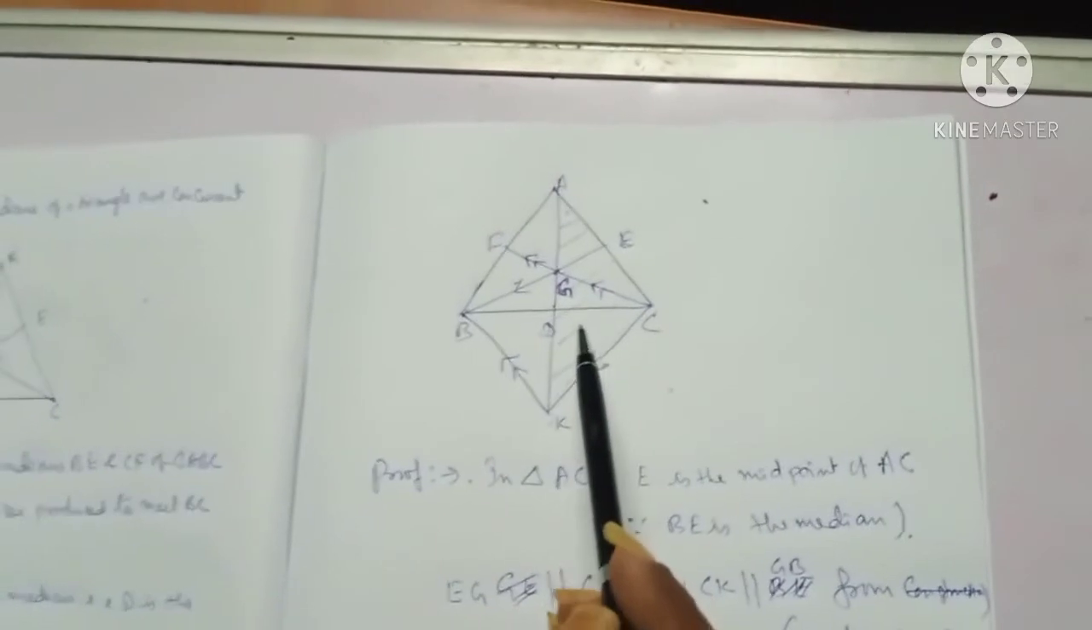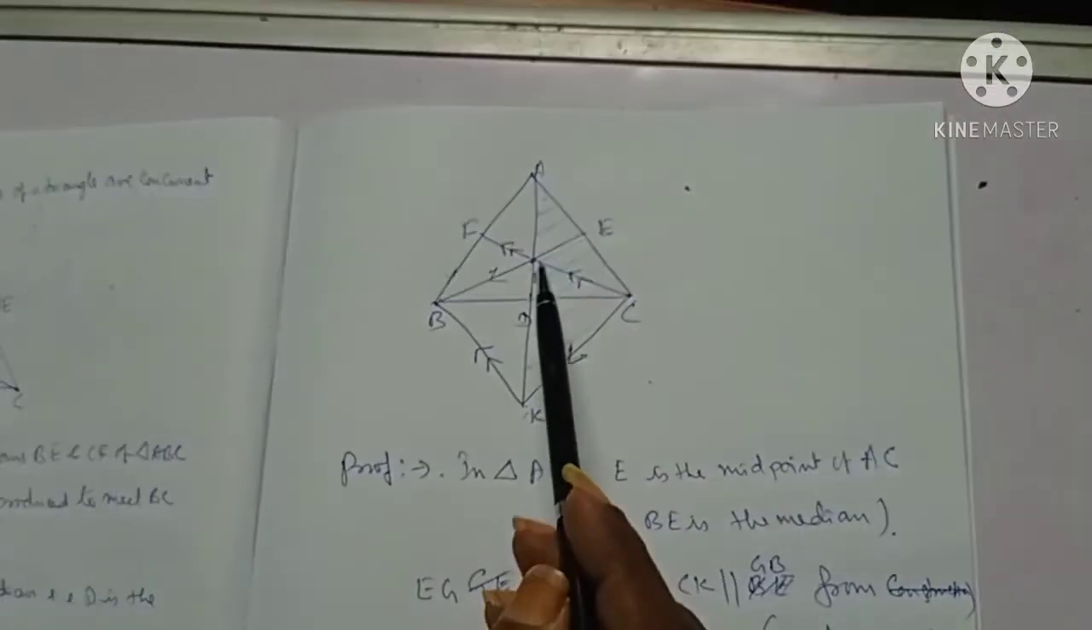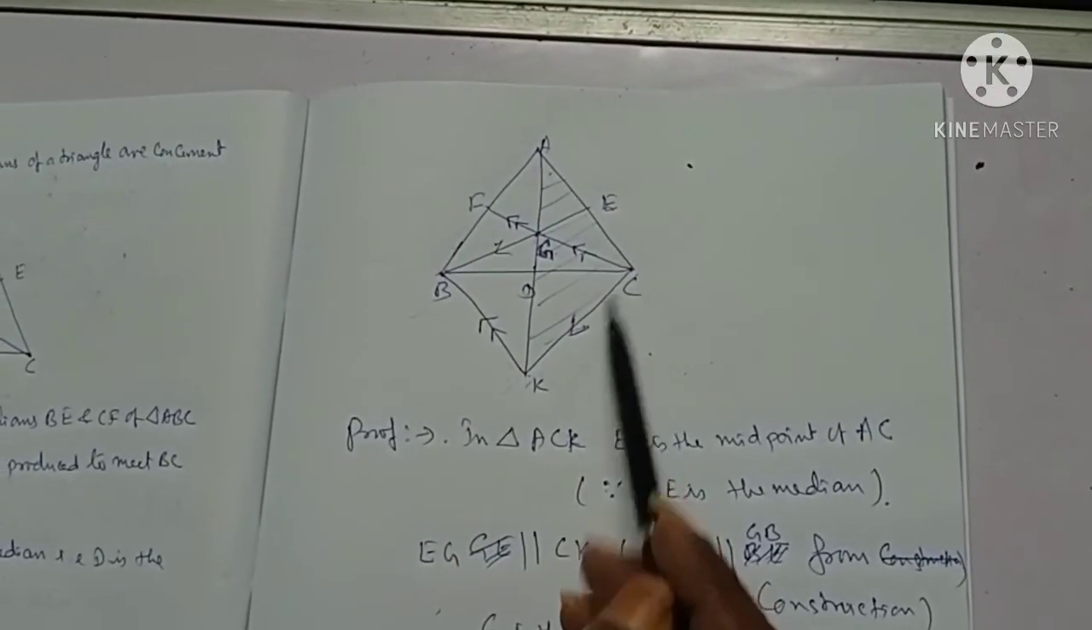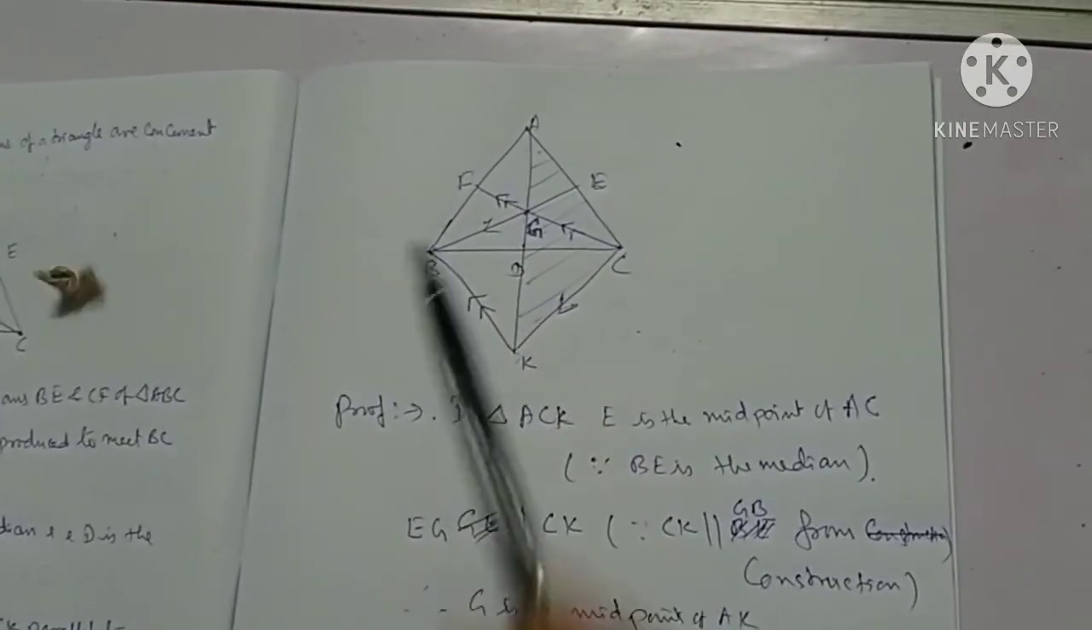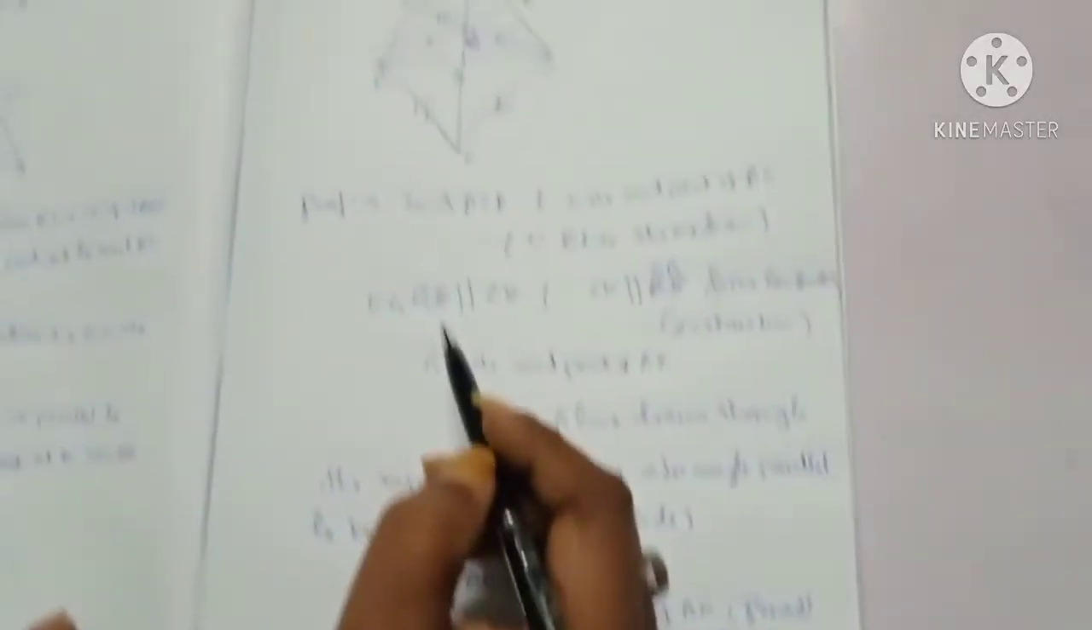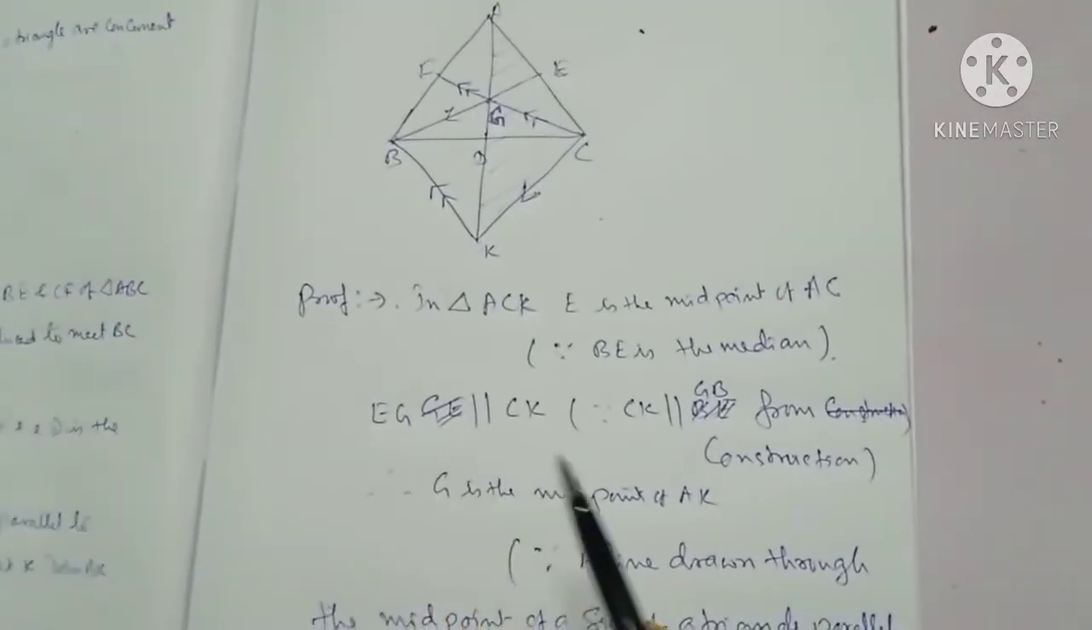So now what we get? We get that GB is parallel to CK, GB, GK.